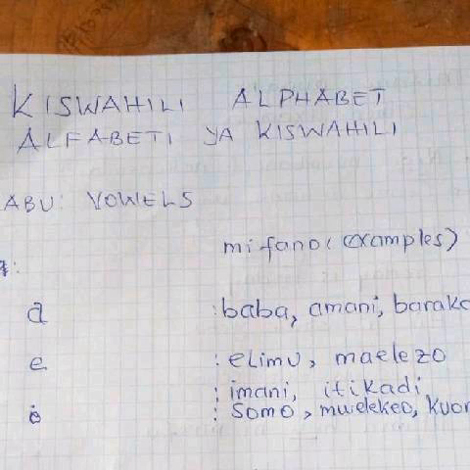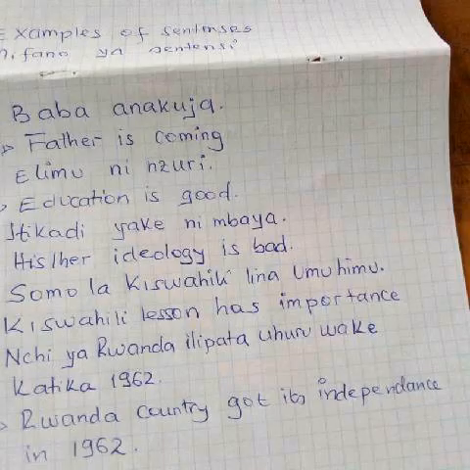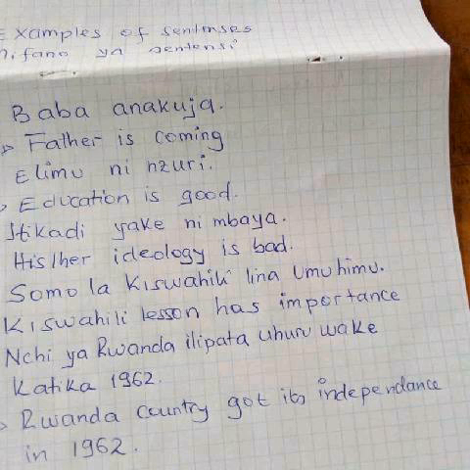Unachotaka kujua zaidi ni kwamba katika Kiswahili irabu mbili zinaweza kufuatana. So take care about this, because in Swahili we have where two vowels are following each other. How can you speak this word which contains two vowels following each other? When you see this, you make that vowel long, the same vowels which are followed, you make it long. It's not short.